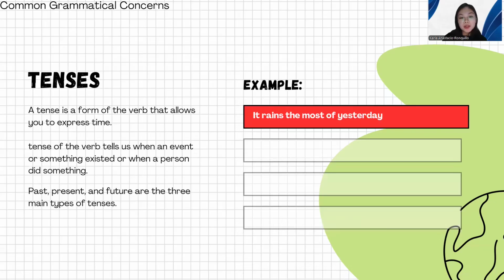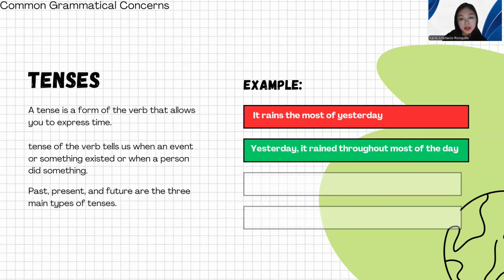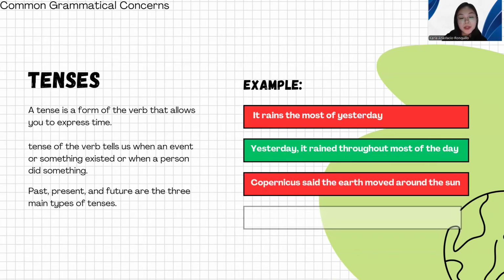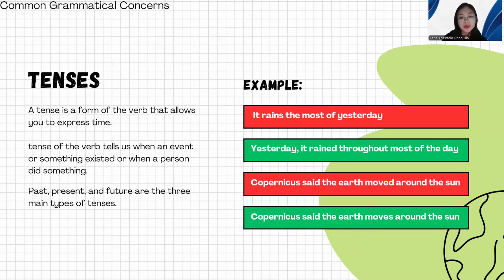For example, it is not logical to say, it rains the most of yesterday, but rather, it is correct to say that yesterday, it rained throughout most of the day. Second example, it is not logical to say that Copernicus said the Earth moved around the sun, but rather, it is correct to say Copernicus said the Earth moves around the sun.